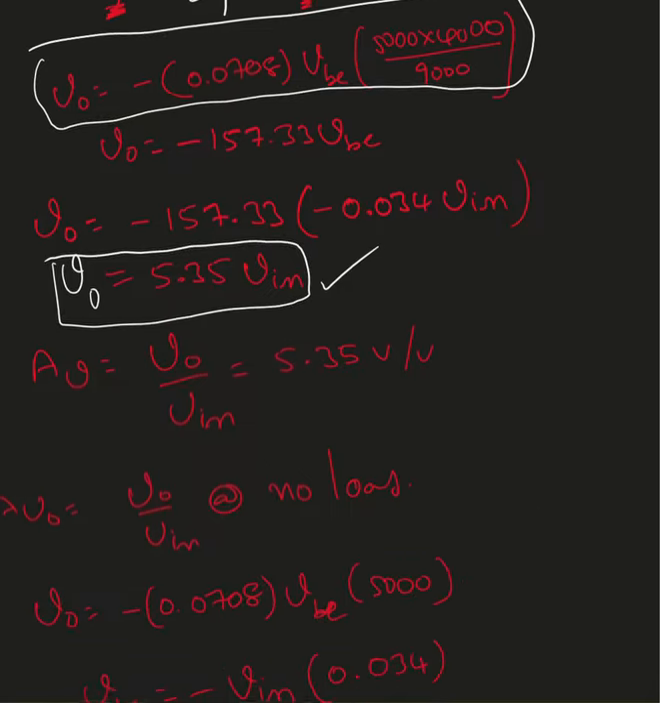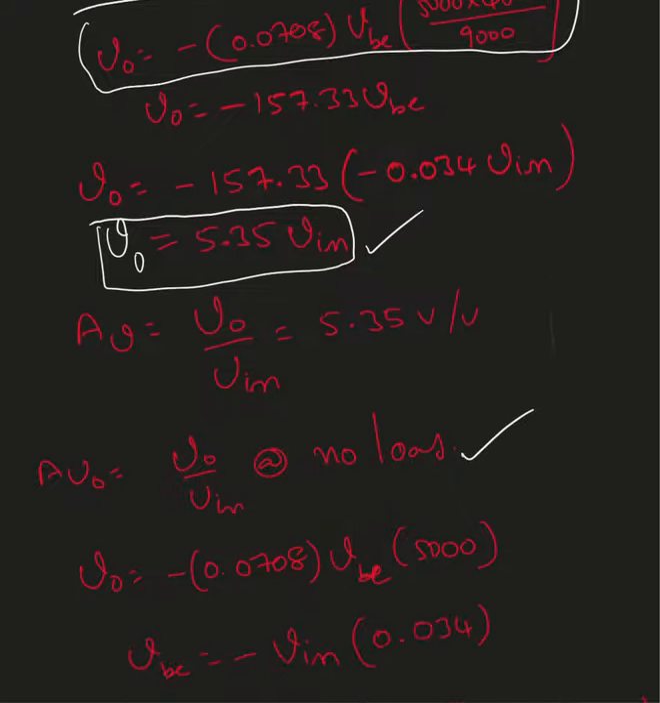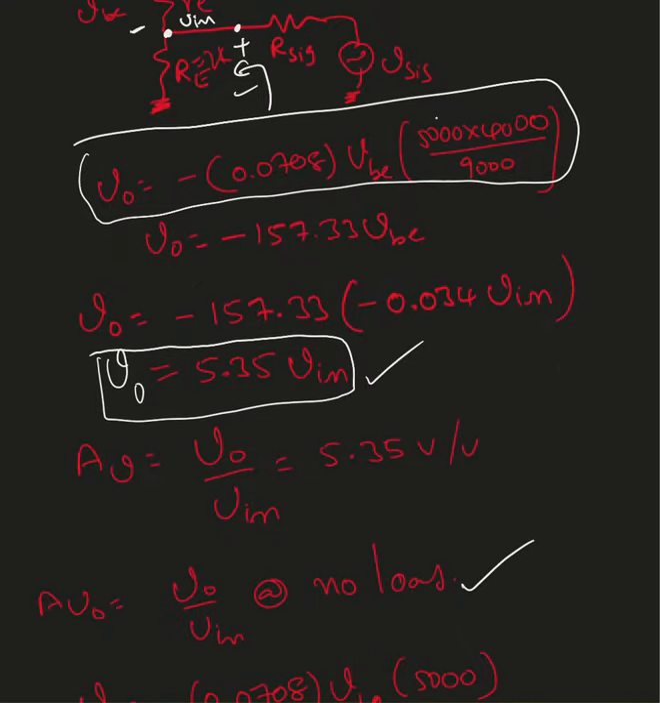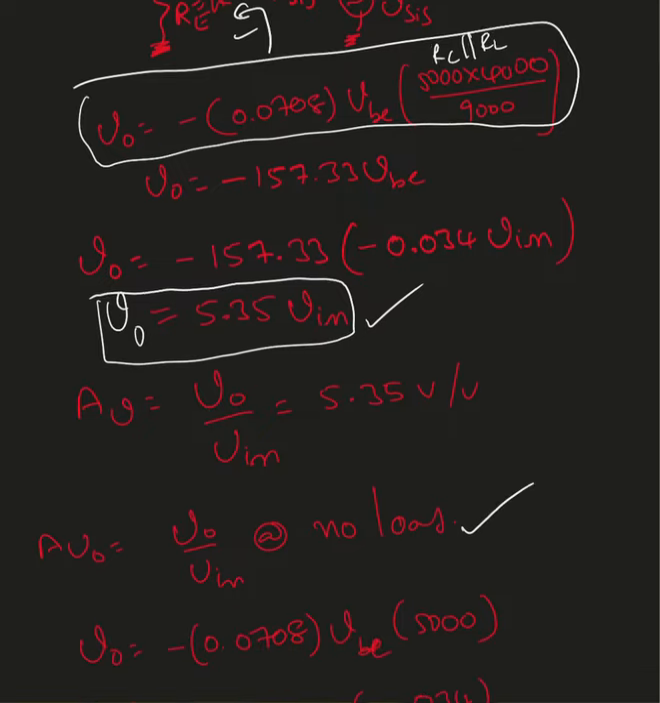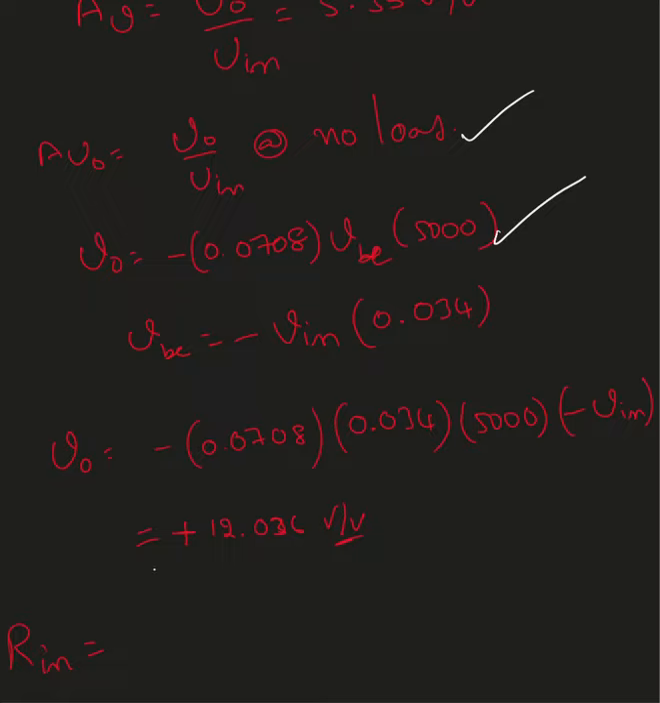So AV0 is the gain at no load. Here all I'm doing is removing the load, so the RC parallel with RL, right? If I remove this load, we end up with only RC, and substituting that, we end up with a gain of 12.036 volt per volt. Okay, that is the gain.